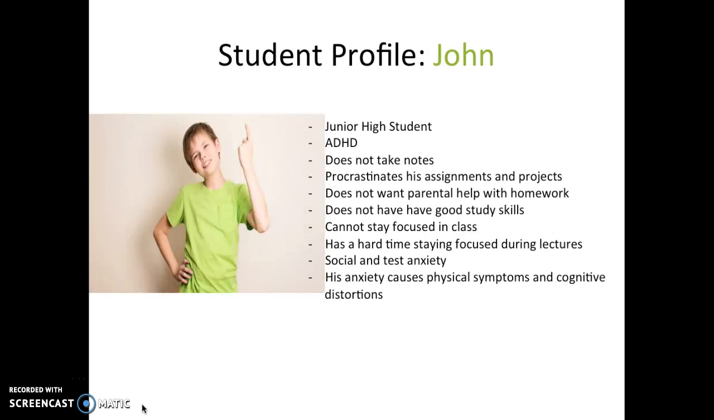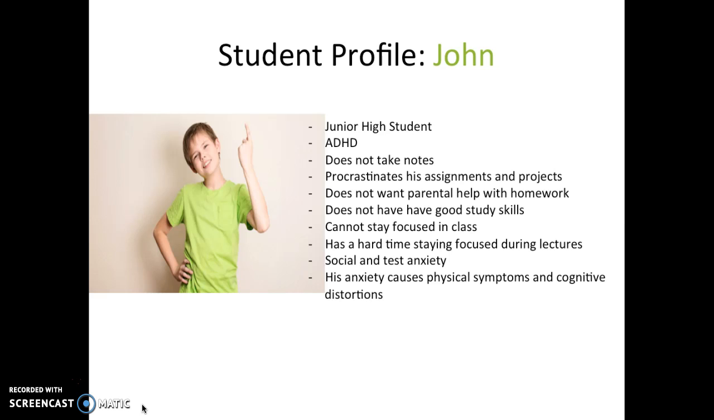Our first student profile is John. As outlined in iLearn, John consistently forgets to write down assignments and waits until the last week or even the night before to start projects. He also spends insufficient time studying and does not have very good study skills. John is a very likable boy and has very good friends.